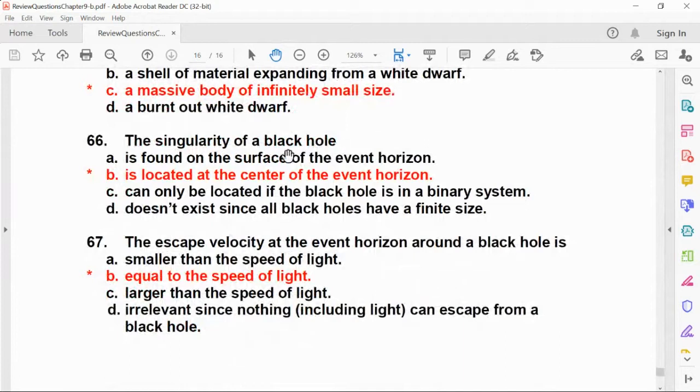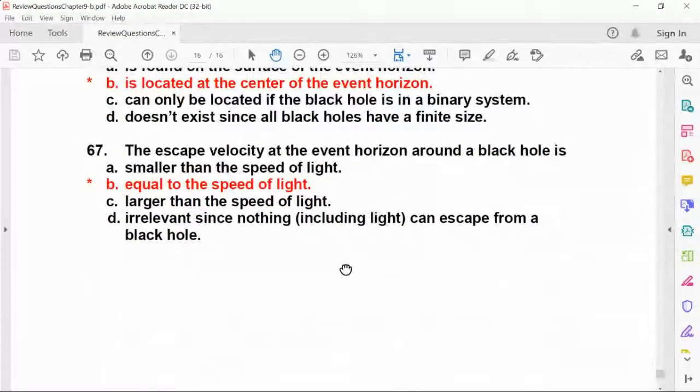The singularity of a black hole is located at the center of the event horizon. A singularity here is like a vortex. You know, if you wash your face in a sink and there's lots of water and then it drains, you will see it draining to the drain, and it moves like a vortex. That's a singularity. So the singularity of a black hole is at the center of the event horizon.